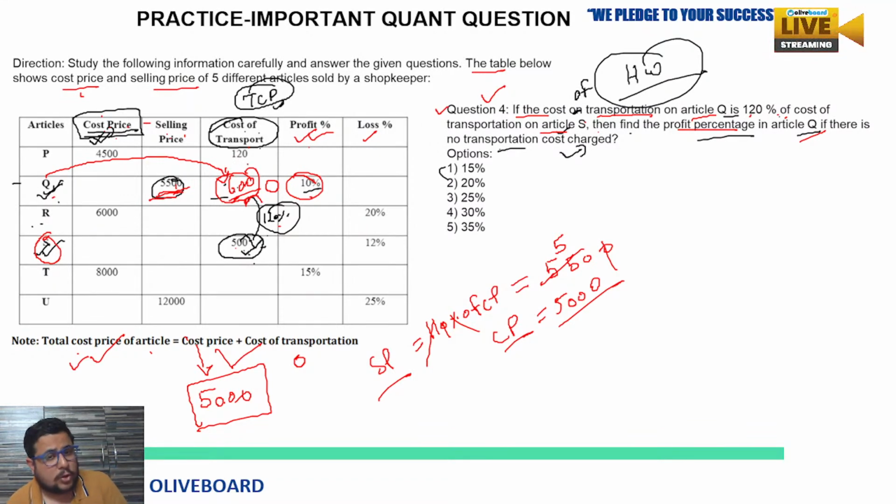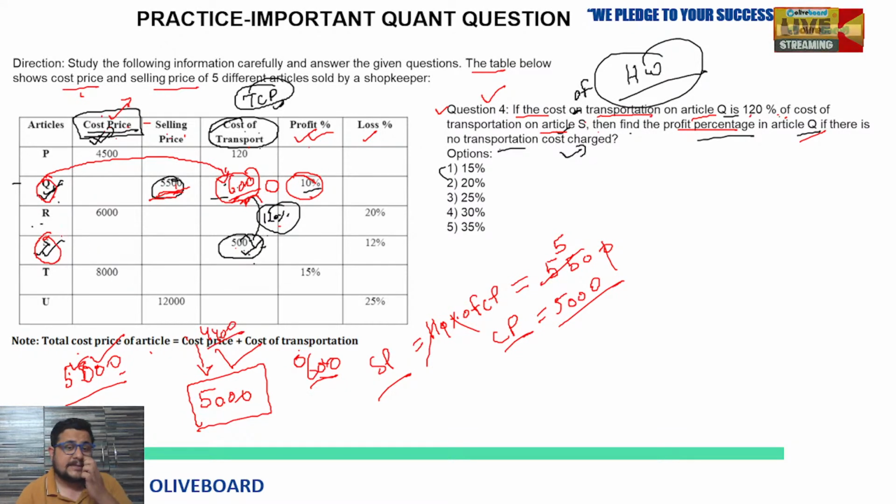You know the cost of transport, that is 600. Now I am asking you the cost price. What is going to be the cost price of article Q in that case? If the total cost price is 5,000, and the cost of transportation is 600, then 5,000 minus 600 will be equal to what? 4,400. So the cost price equals 4,400.